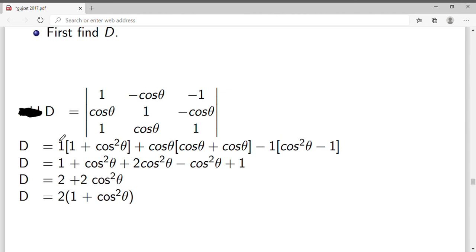Here 1 as it is, multiplied by 1 minus minus plus cos square theta. Here the second element is minus cos theta, so minus minus becomes plus cos theta. Hide this row and this column, so we get cos theta minus minus plus cos theta. Here this element is minus 1, hide this row and this column, so we get cos square theta minus 1. After simplification of this, we get the answer D equal to 2 times (1 plus cos square theta).